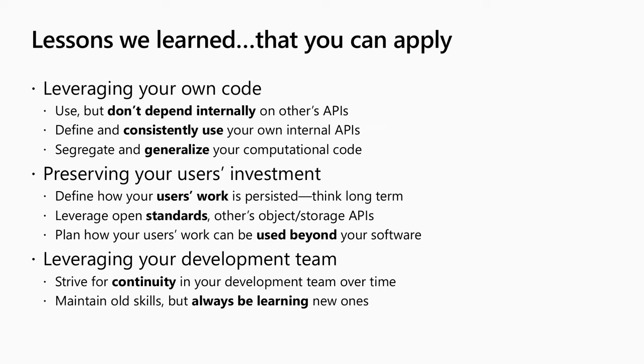The Excel Workbook API is an example of a proprietary but very widely used object or storage format. And then plan how your users' work can be used beyond the initial conception of your own software. And you can see that we're able to do that and get some very big benefits, like what you just saw with Microsoft Flow. And then if we have time, talk about leveraging your development team over time. And that's sort of more of a development management issue.